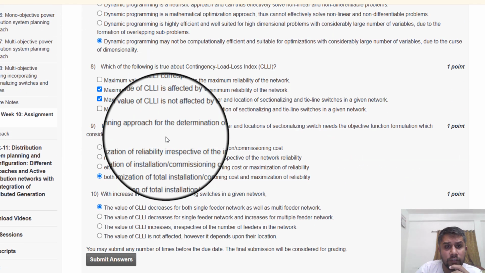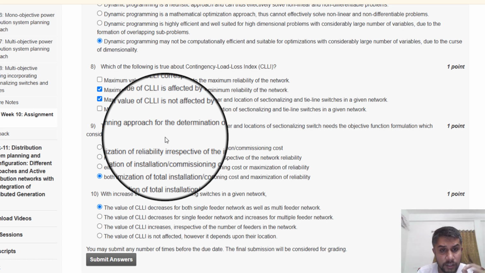Now eighth, which of the following is true about CLLI? The maximum value of CLLI corresponds to minimum reliability of the network. So option 2 is right. And the maximum value of CLLI is affected by the number and location of sectionalizing and tie line switches in the given network. So options 2 and 3 are correct.